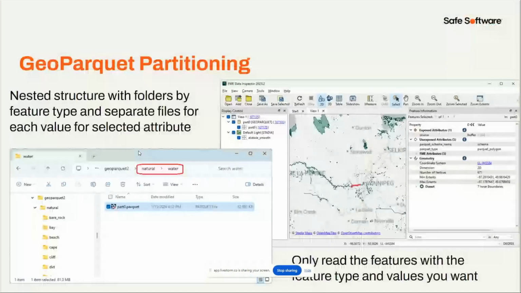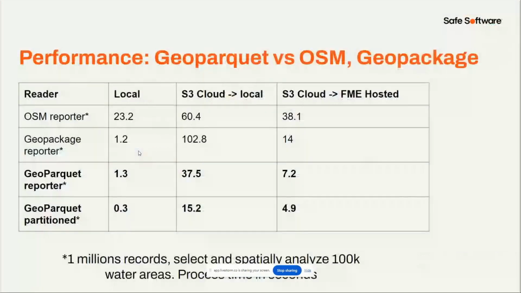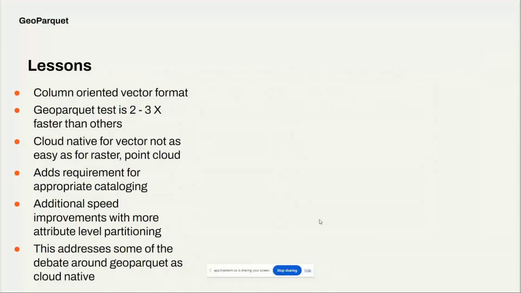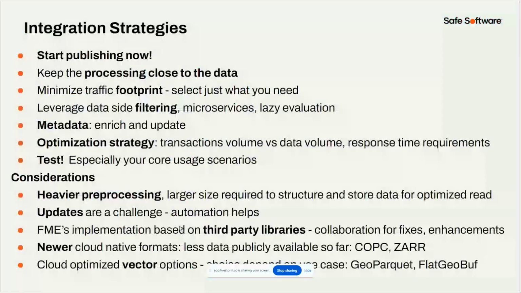So the Parquet one, I found this was an interesting table where I ran a whole bunch of tests on different types of access. And there's a little bit of debate around Parquet. How cloud native is it? I guess it all depends on how you publish the data. So you can see when we partition the data, it actually does perform quite well. I've tested locally consuming it, S3 to local, and cloud to cloud. And you can see that the partitioned GeoParquet is the fastest when compared to trying to, say, read a GeoPackage or OpenStreetMap.